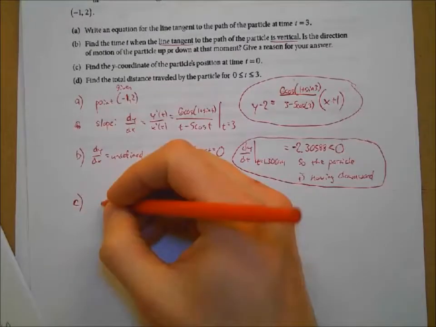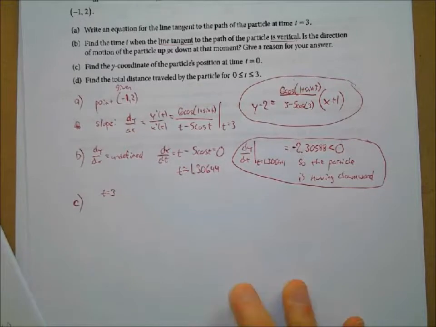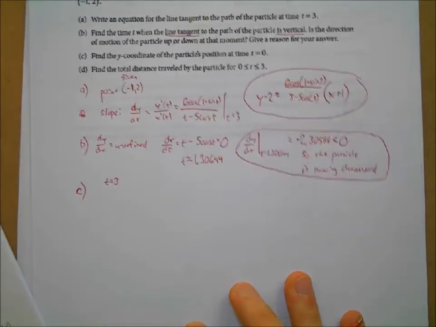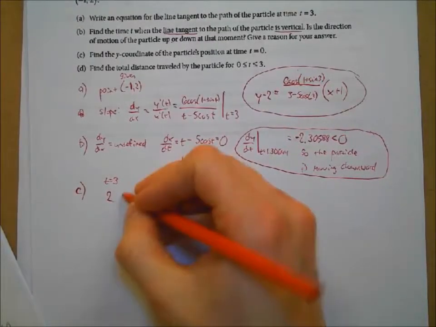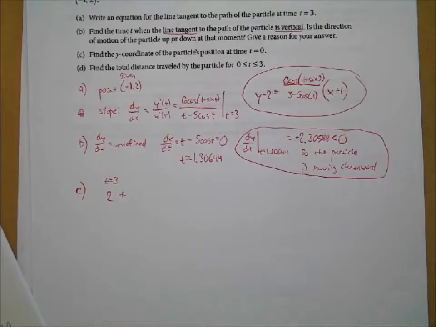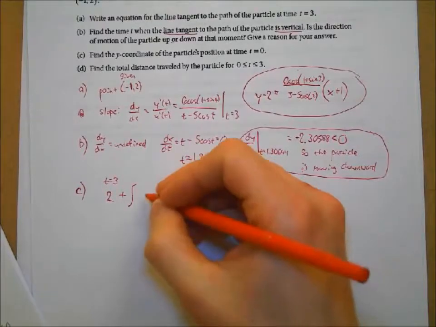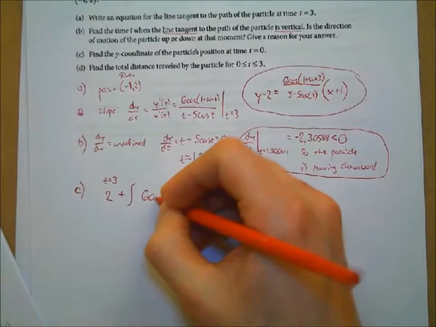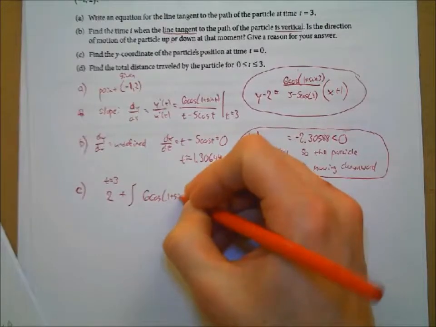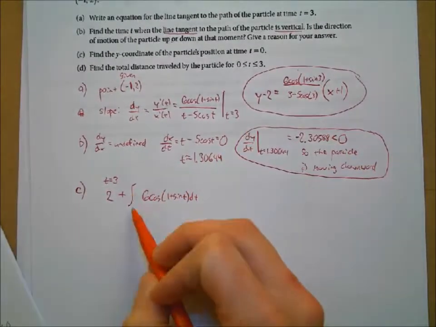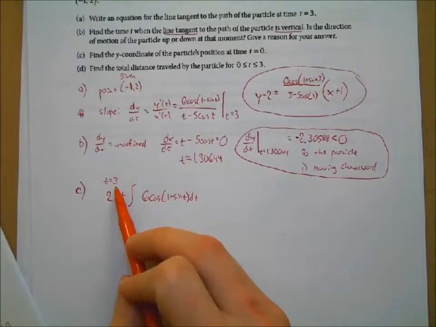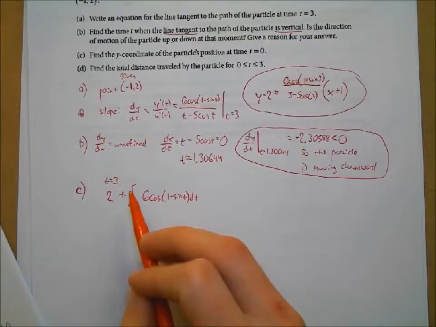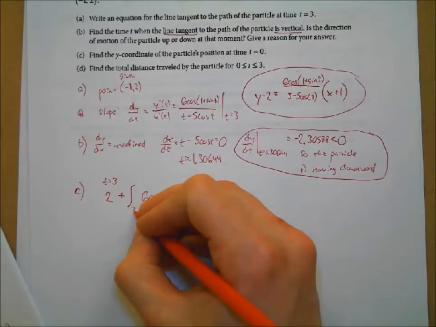At time t equals 3, what is the y-coordinate of our position? 2. Okay. Then we're going to add to that the net change, which you remember is the integral of our velocity here. I'll write it out: 6 cosine of 1 plus sine of t, dt. But what should our limits of integration be? We know we're starting with position 2 at time t equals 3, and we want to find the position at time t equals 0. So we want to integrate from 3 to 0.